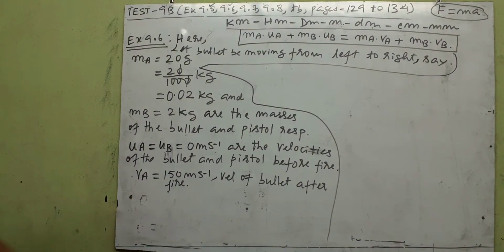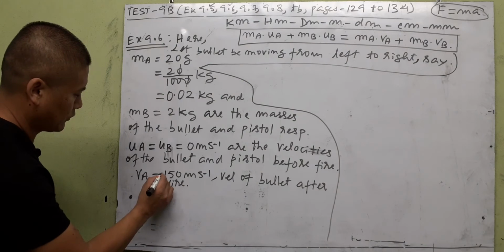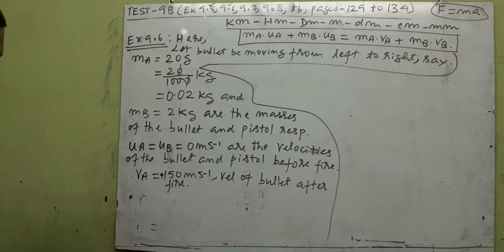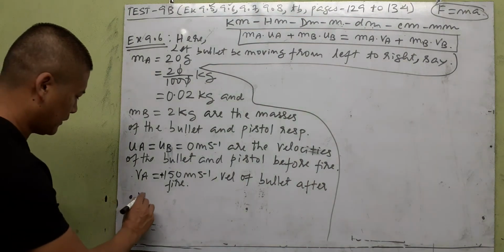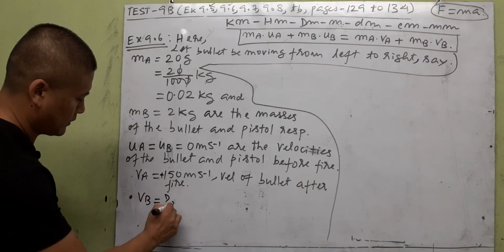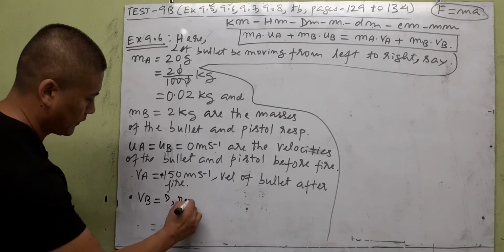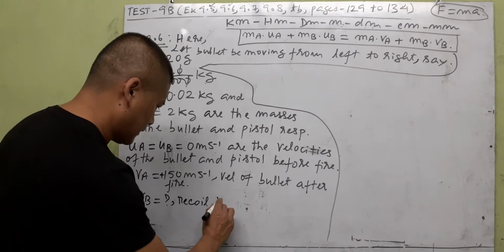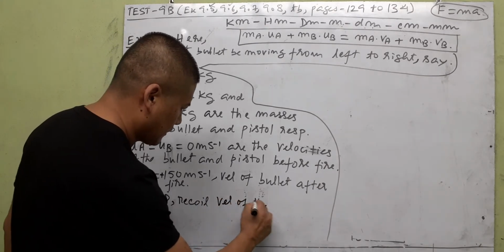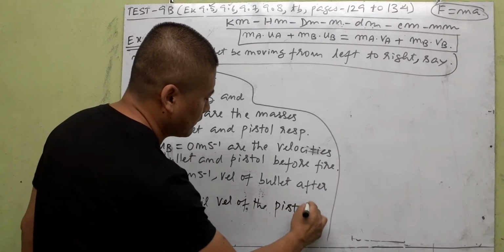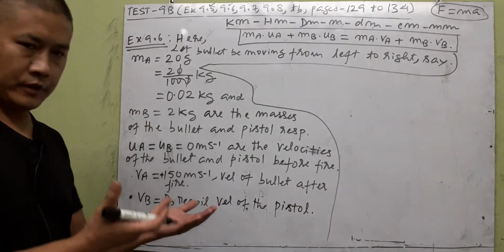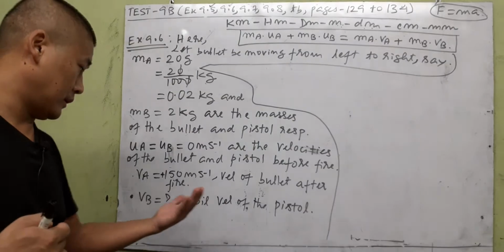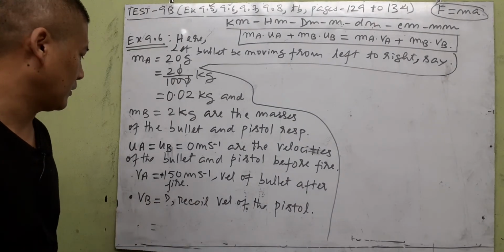So that's for, we'll just put your plus then if you want. If you don't put also okay. Left to right is always plus, okay? So velocity of the bullet after fire. And then let us say VB is equal to question mark is the recoil velocity of the pistol, which we have to find out. So after firing, the velocity of the pistol that shoots backward towards the shooter is the recoil velocity. That one we don't know.